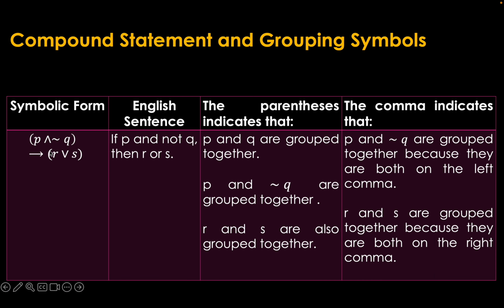In symbolic form, we have here a conditional statement: if P and not Q, then R or S. The English sentence is: if P and not Q, then R or S. The comma indicates that P and not Q are grouped together because they are both on the left side of the comma, and R and S are grouped together because they are both on the right side. So, on the left side and on the right side.